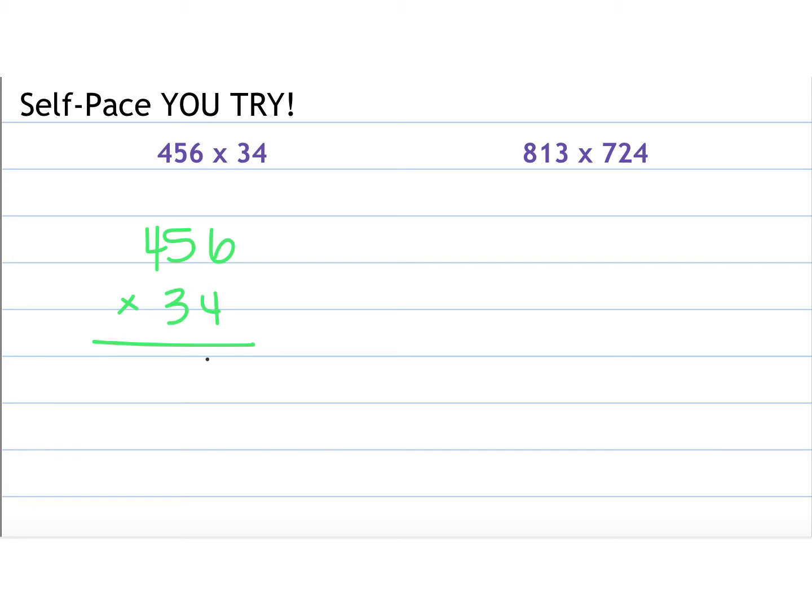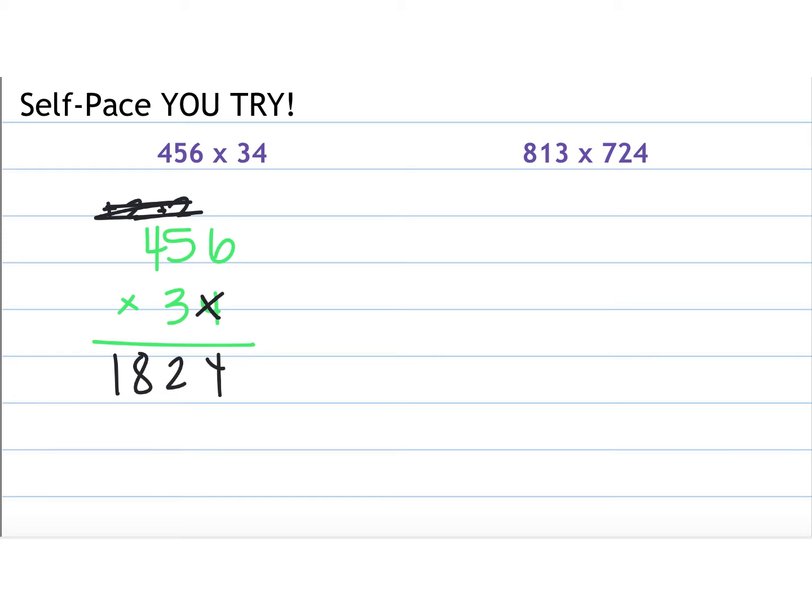So 4 times 6 is 24, regroup my 2. 4 times 5 is 20, plus the 2 I regrouped is 22, regroup the 2. 4 times 4 is 16, plus the 2 I regrouped, 17, 18. Now I'm done with the 4, cross all this out so I don't accidentally use it again.